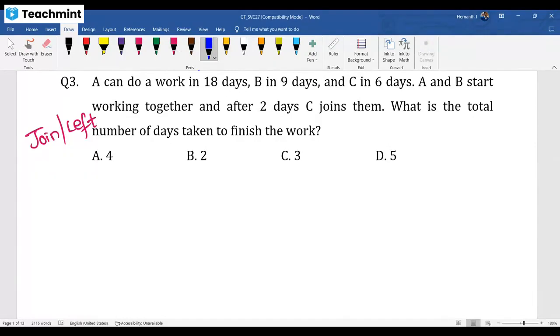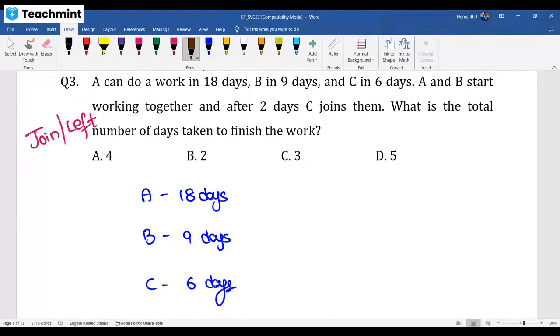See, this person joined after 2 days. So here, A can complete the work in 18 days, B can complete the work in 9 days, and C can complete the work in 6 days. Right. Now, what is the work they are doing? Not mentioned. So we have the freedom to take any value as the work.